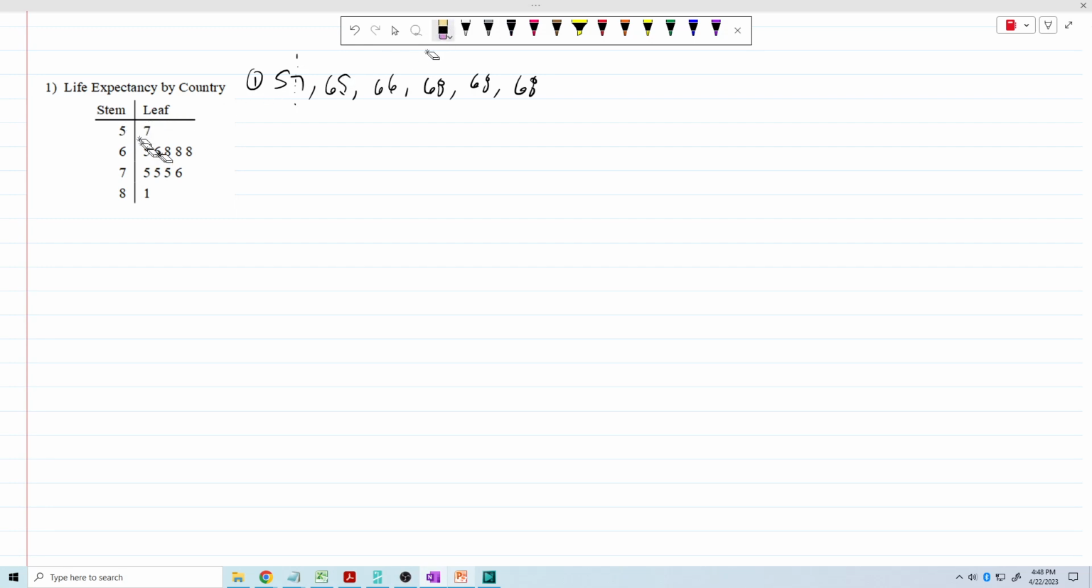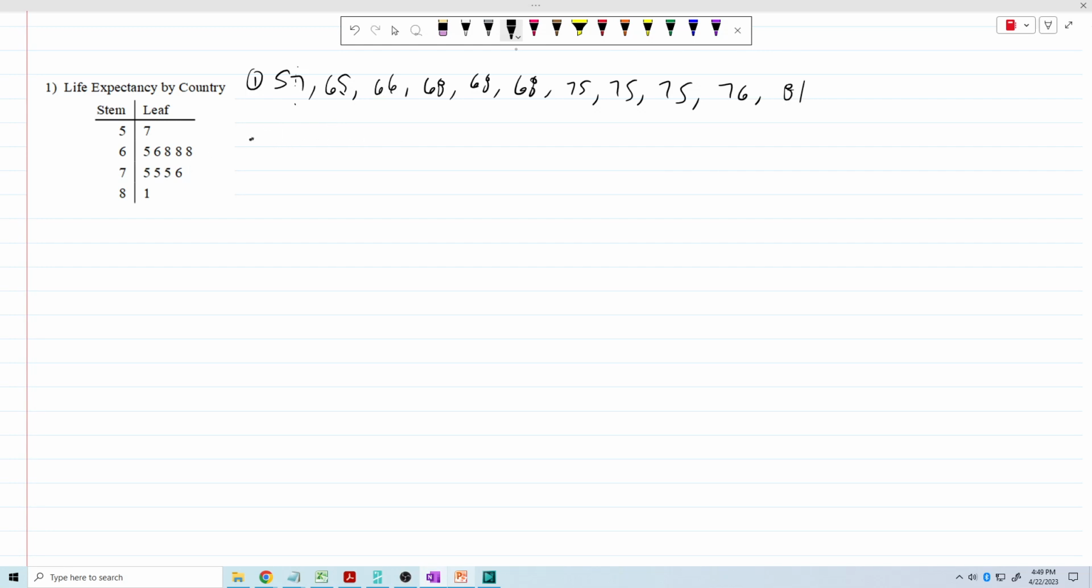If you don't quite remember, go back and review the video on how we constructed the stem and leaf, which will give you a sense of why I'm deconstructing it quite quickly. Anyways, 75, 75, 75, 76, and 81. There's our full data set.